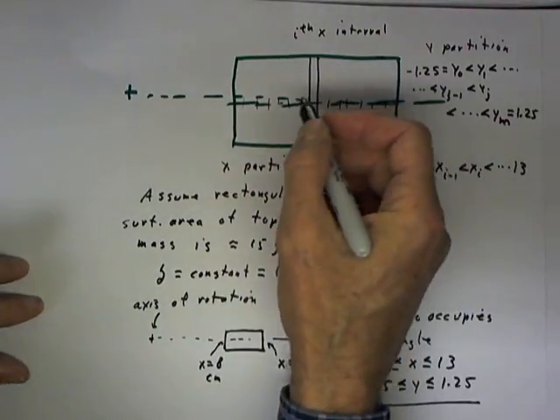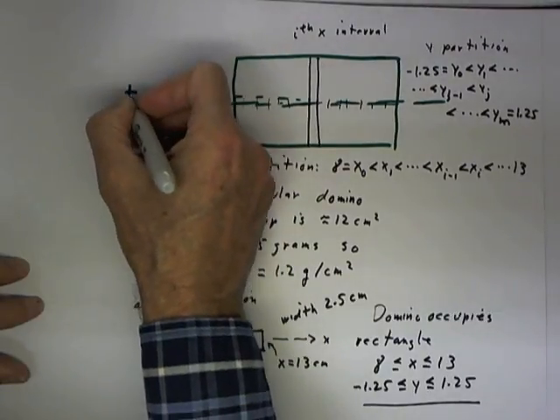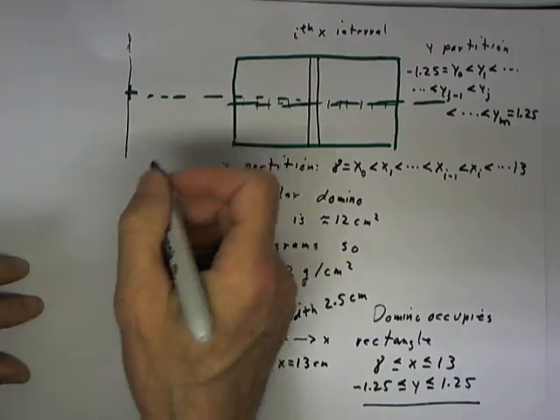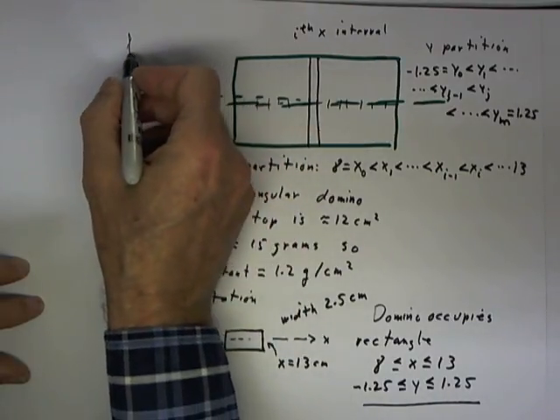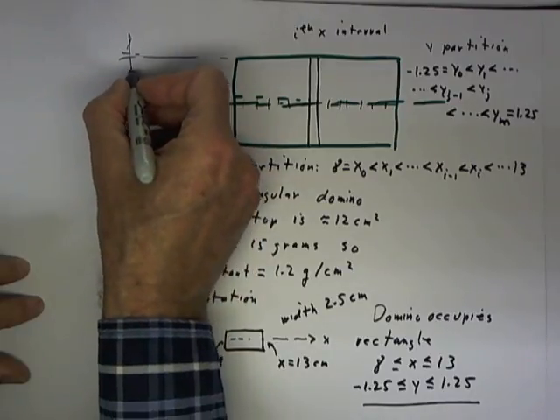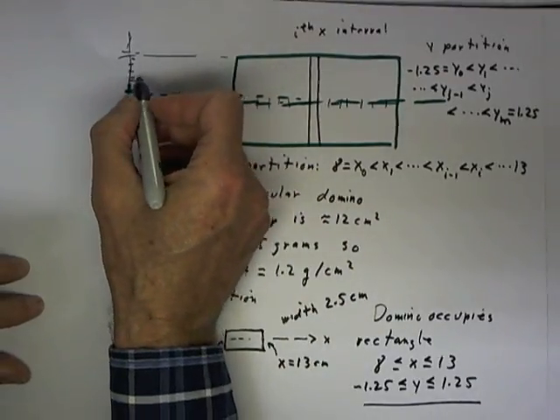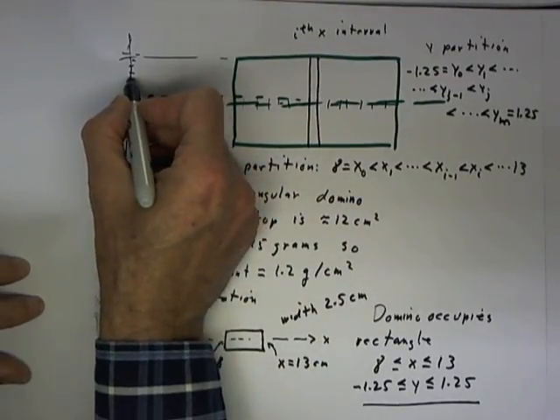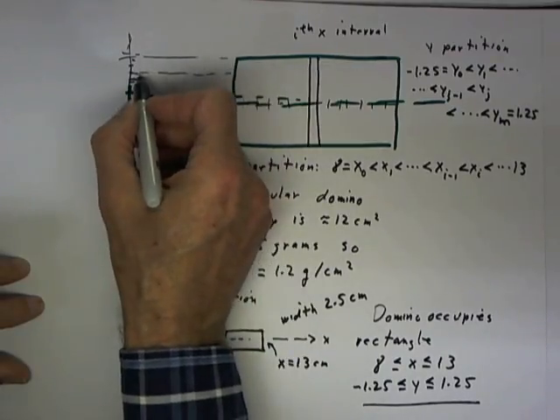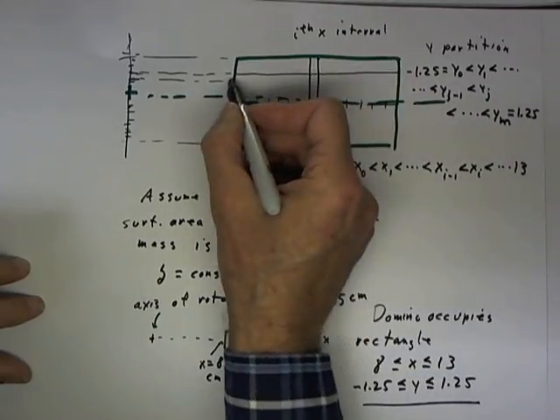So now we've divided our y direction into a bunch of intervals. If we consider our origin to be here, then we've partitioned the interval from negative 1.25 to 1.25. A typical interval in the partition might be this one. Call this the jth interval. And this interval corresponds to a horizontal strip.